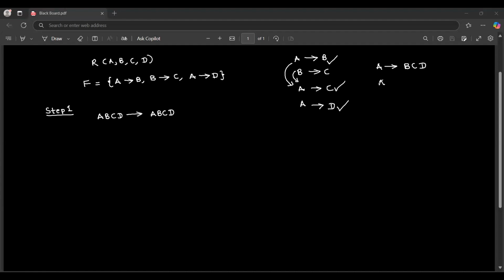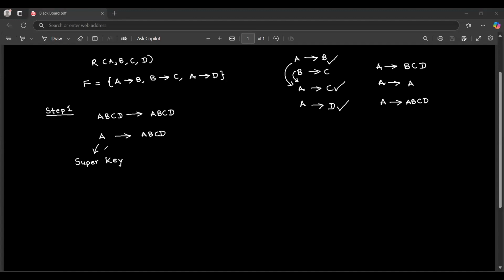But we know A functionally determines A. That is the reflexivity rule. So we can say A functionally determines A, B, C, D. By using this, we can replace everything with A functionally determines A, B, C, D. Now we have found out the super key. That's the first and foremost step. We have to find out the super key.